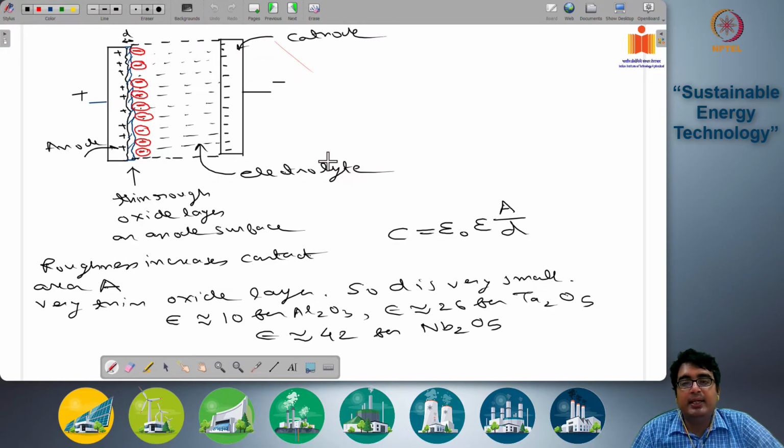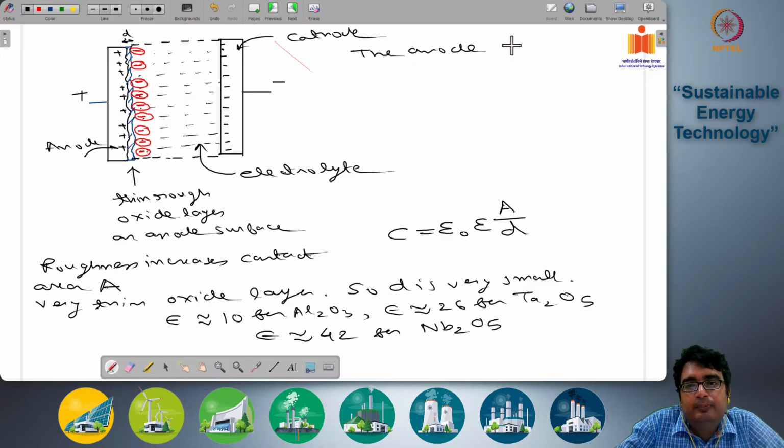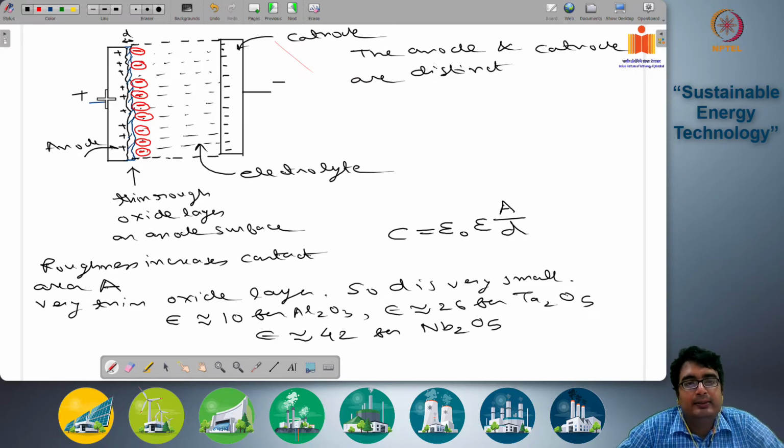Now, one issue with this kind of system is that the anode and cathode are distinct. The anode and the cathode cannot be reversed, right? So the anode is basically a specific aluminium, niobium or tantalum metal on which you have the oxide layer, nothing like that in the cathode. The dielectric is in contact with the cathode plate directly, while on the anode plate there is the dielectric oxide layer.